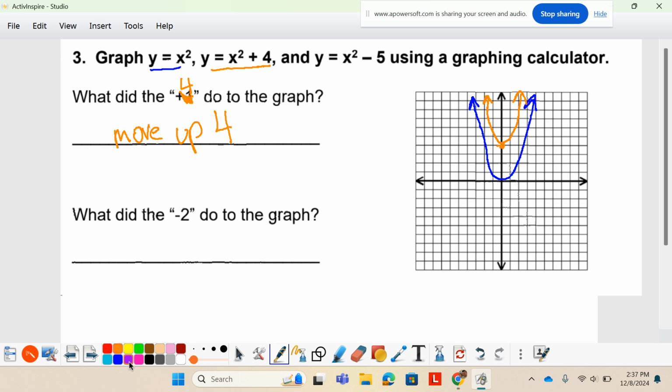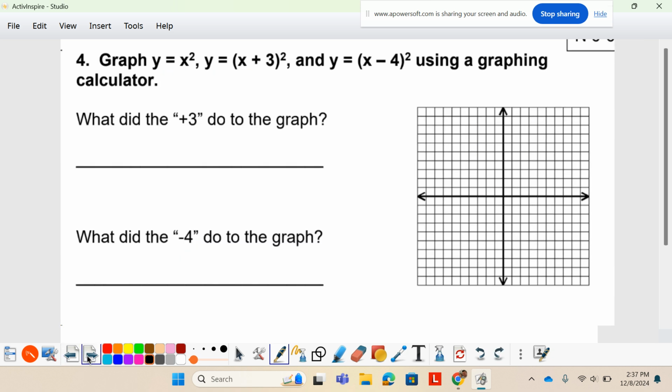And then we have the minus 5. So minus 5, 1, 2, 3, 4, 5. It does a similar thing, just in the opposite direction. And that's a minus 5, not a 2. So the minus 5 is going to move it down 5. And then we'll do x squared. We'll keep it as blue.